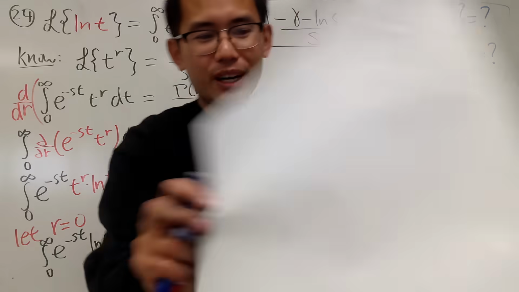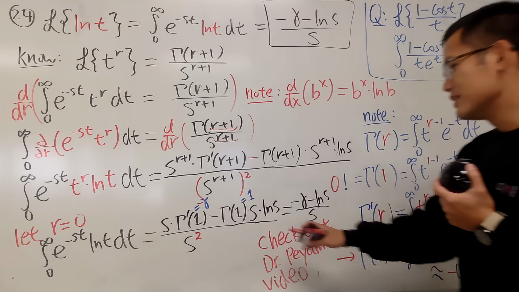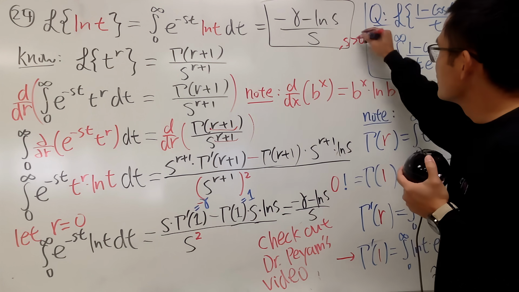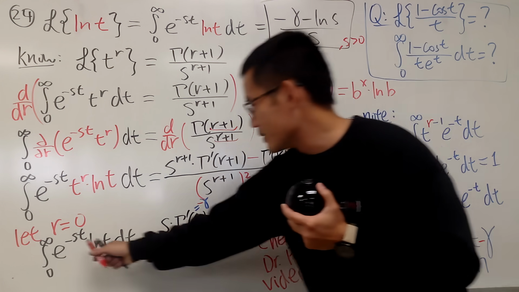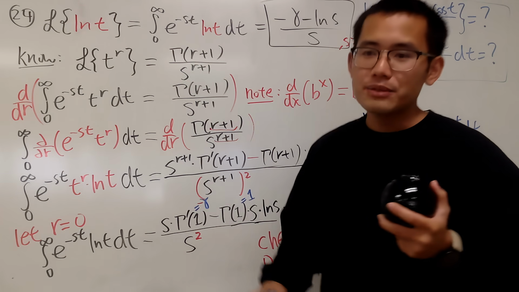All right, so that's it, and hopefully you guys all like this. And by the way, I should say s is greater than 0 somewhere. s is greater than 0, because otherwise, it won't converge. But anyway, this right here is it.